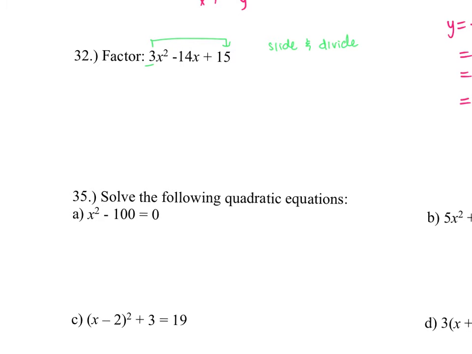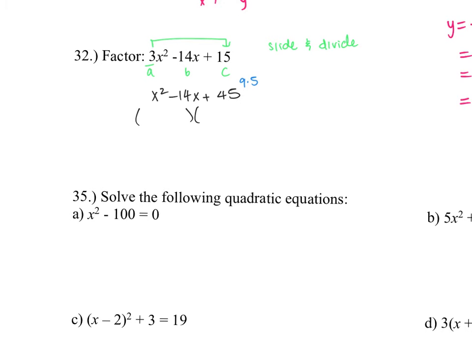So if I slide the a over to c, if we write this as standard form, 3 times 15 gives me 45. Now from here, I'm thinking about two numbers that multiply to give me 45, but add to give me 14. So I'm thinking perhaps it's 9 and 5, because 9 and 5 multiply to give me 45, and 9 and 5 add to give me 14. So this could possibly work.